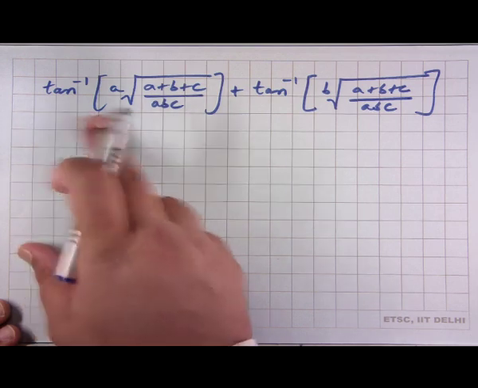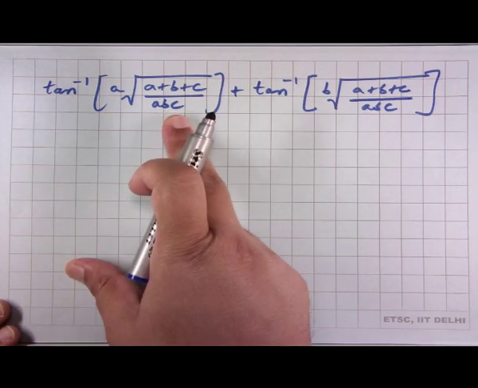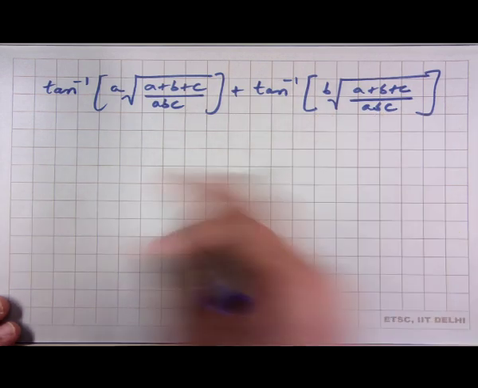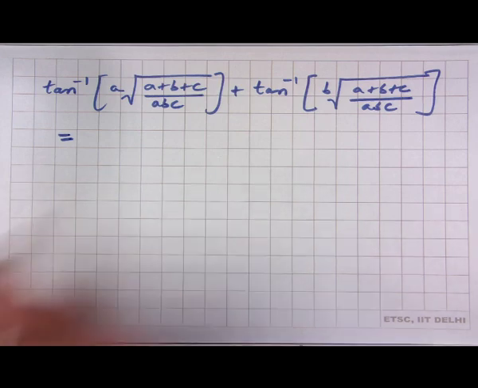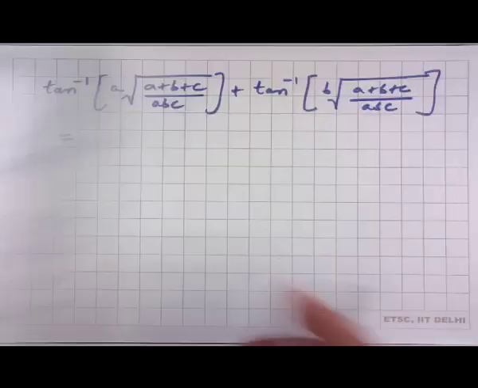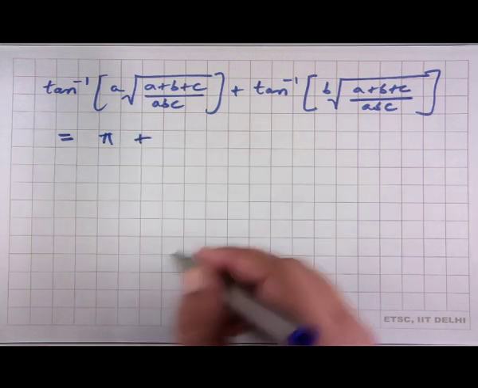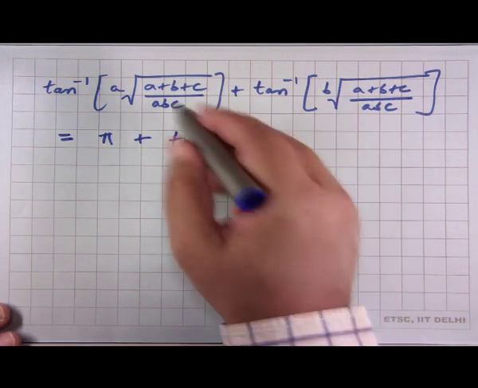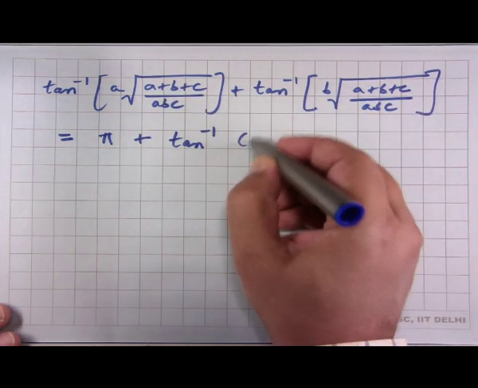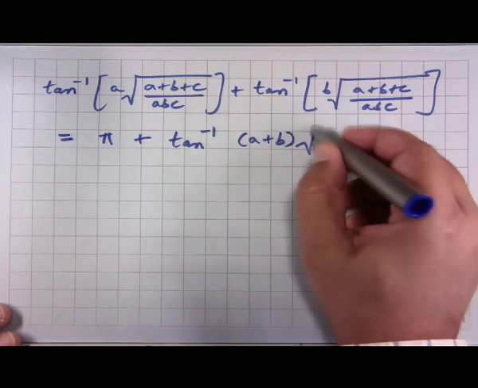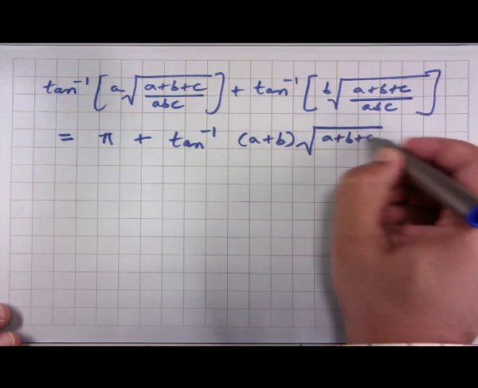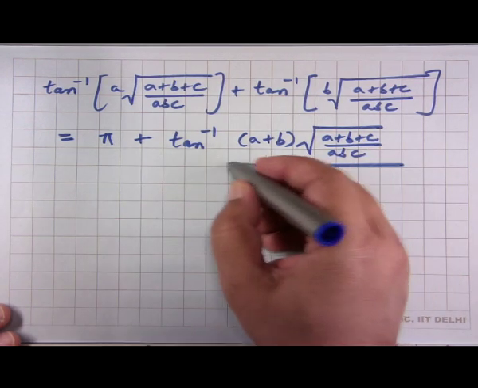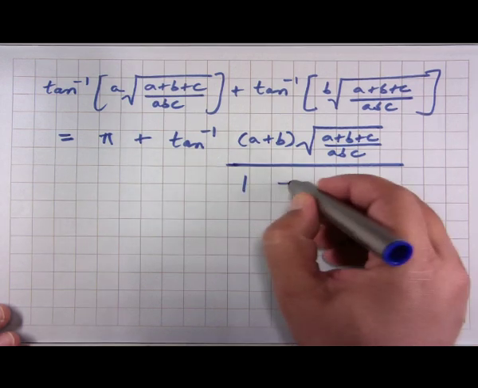So tan inverse of a into square root of a plus b plus c over abc plus tan inverse of b into square root of a plus b plus c over abc is going to be equal to, so we take this second expression, pi plus tan inverse of x plus y. So x plus y is going to be this plus this, which can be written as a plus b into square root of a plus b plus c over abc, divided by 1 minus xy.